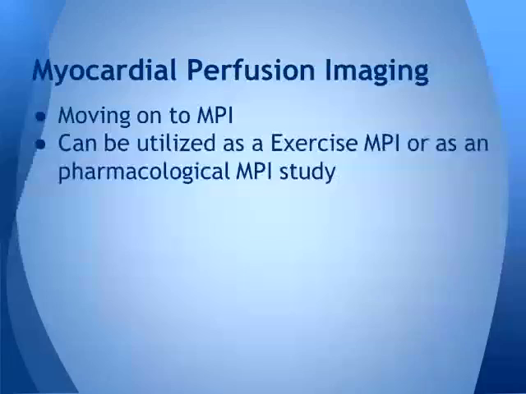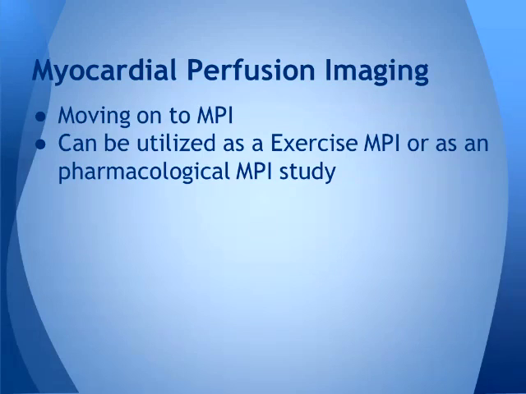The exercise component, obviously, you're going to put them on the treadmill. The pharmacological component, you're going to give them a vasodilator. Here we use Lexiscan if we have it in stock, or regadenoson. Keep in mind you have to hold methylxanthines, theophylline, caffeine on these patients. It's okay to give them their beta blockers, their calcium channel blockers, because with a vasodilatory study, you're not looking for a target heart rate. You're trying to dilate an artery with an adenosine receptor.